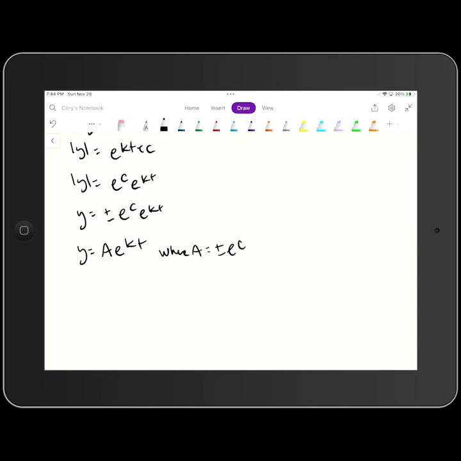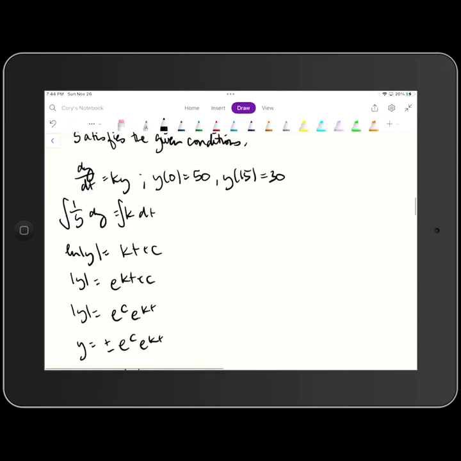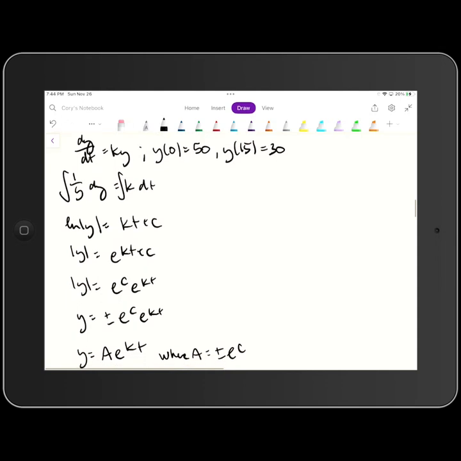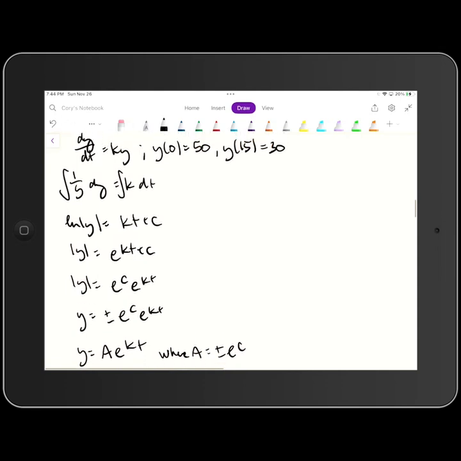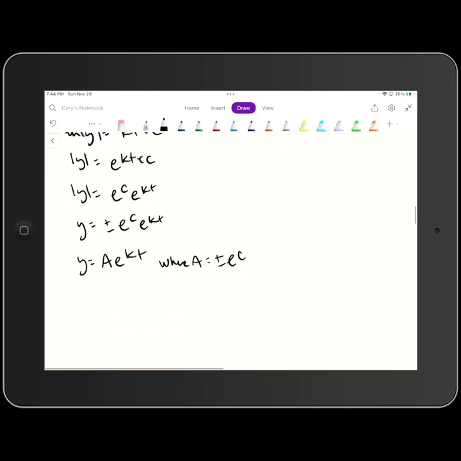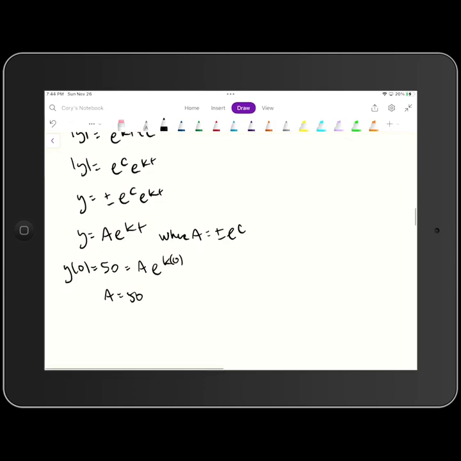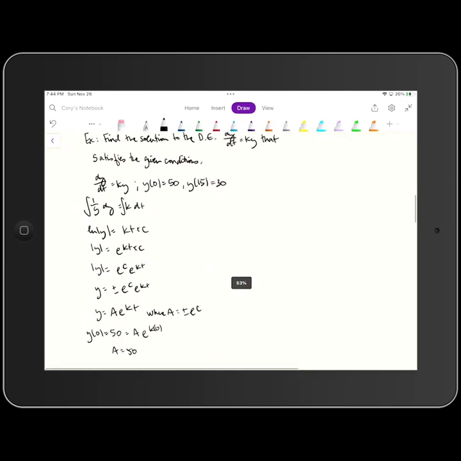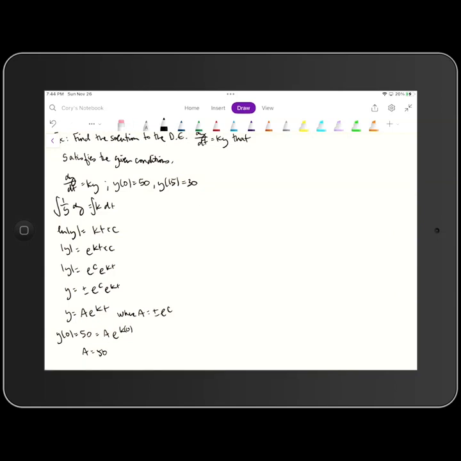c power. Okay, so once I have that, I'm going to use my two initial conditions to figure out the value of a and the value of k in this formula. Okay, so I can use the first initial condition where y of 0 is equal to 50. So y of 0, that's equal to 50, which is a times e raised to the k times 0 power, which makes a equal to 50. Okay, so I'm going to go back over here and write it up a little bit higher. So that's going to make y of t then equal to 50 times e raised to the kt power.